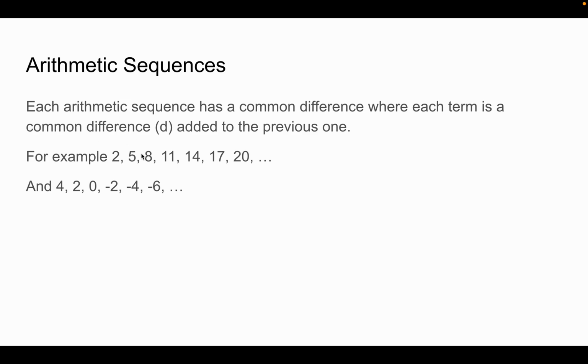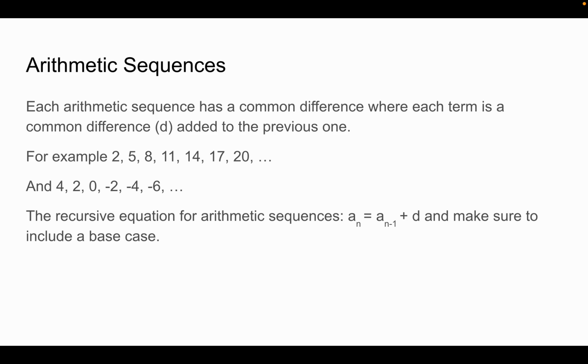If the common difference isn't given explicitly, you can just subtract the previous term from one of the terms. So for example, 20 minus 17 is equal to 3, and -6 minus -4 is equal to -2. The common difference for this sequence is -2, and for this it's 3. So it works, and it works no matter where you do it. You can start from 5 minus 2, that's also 3, and 2 minus 4, that's also -2.